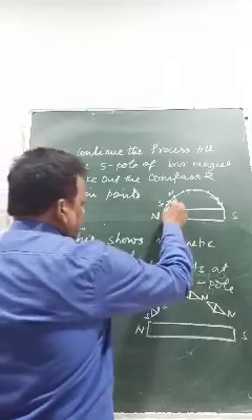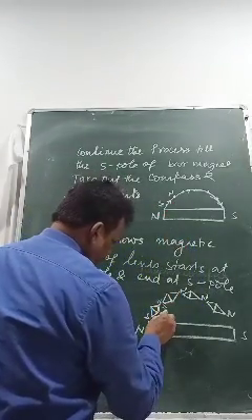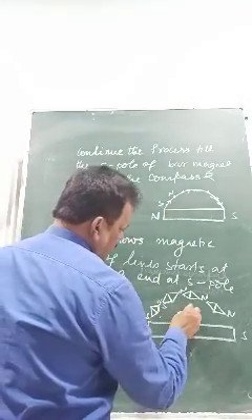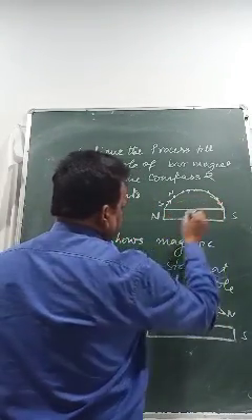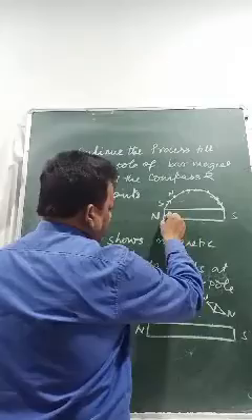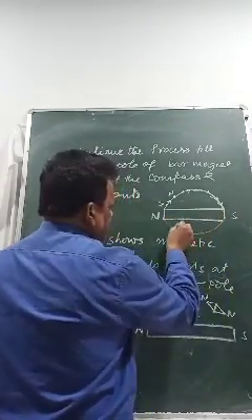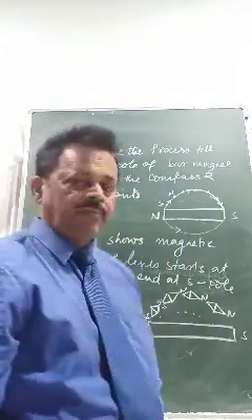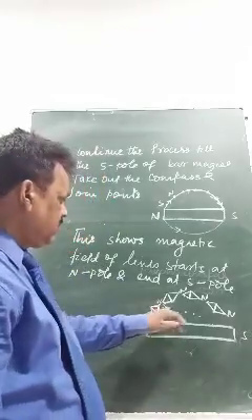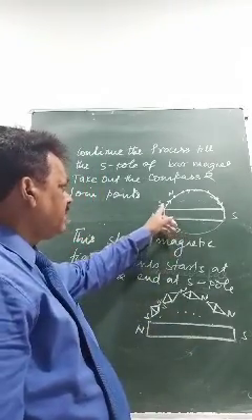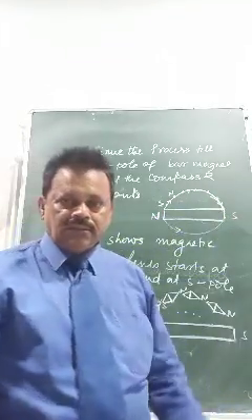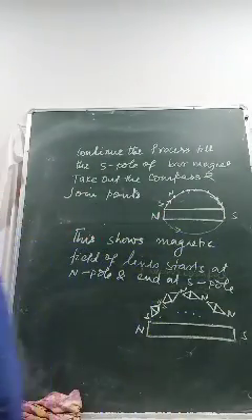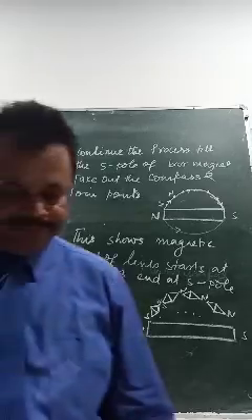Similarly, if you start placing magnet here like this, you will get another magnetic field of lines like this. If you go in this way also, you will get another magnetic field of lines like this. Okay, so using these compasses, you can show that magnetic field of lines starts from north pole and ends at south pole.